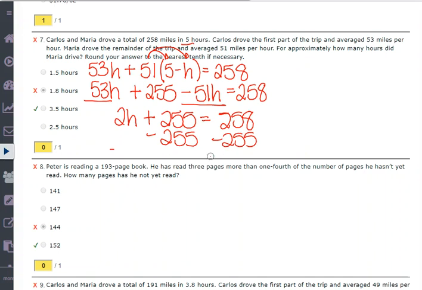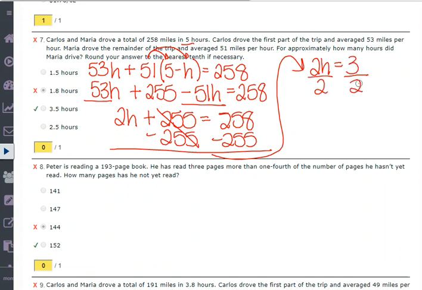And I'm going to continue my work over here on the right. So now we have 2H equals 3. Divide both sides by 2. Sorry, this is really lagging. And H equals 1.5. So your inclination might be to say, oh, well, she drove an hour and a half.